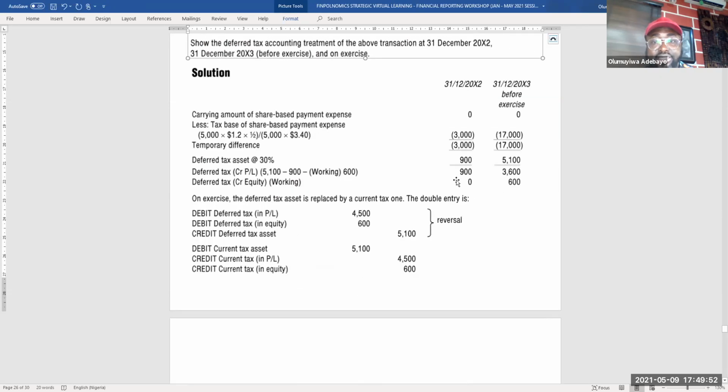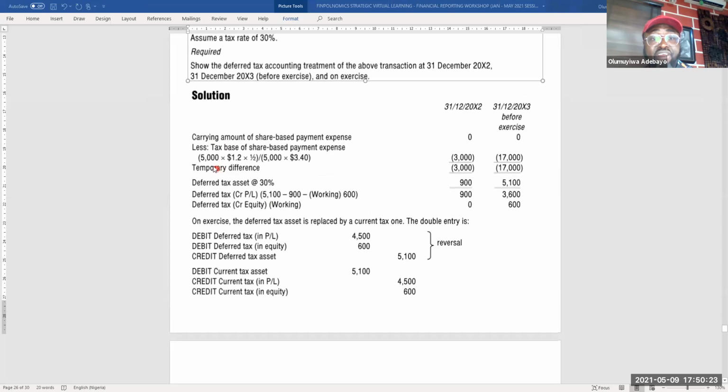Now, what happened in that case? Let me put my spotlight on. What happened is the carrying amount, as I've told you, will always be 0. The tax base will be, instead of using the fair value of the option, we are using intrinsic value, because that intrinsic value is what actually will likely crystallize from the angle of the tax law. And in that case, we are using $1.20. And remember, there are 5,000 shares to that person.